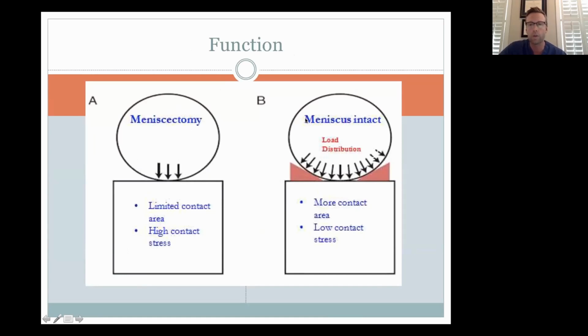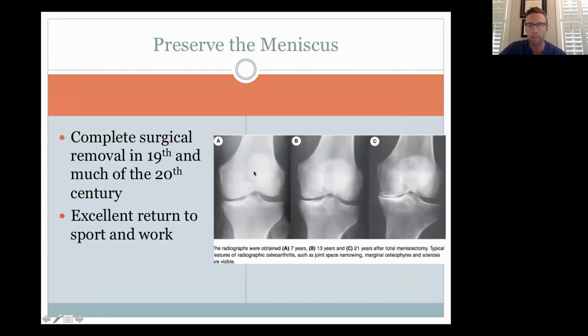It also kind of gives this ball shape a little bit of stability. The end of the femur, or the thigh bone, has a ball shape to the end sitting on the top of the lower leg bone. And the meniscus helps to provide stability, but again, more importantly, distributes the load evenly.